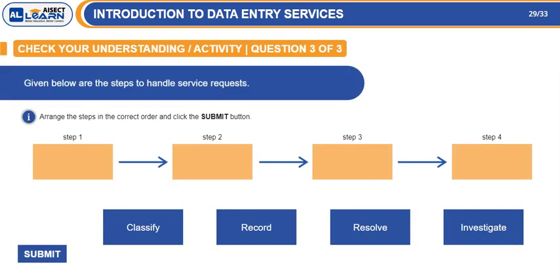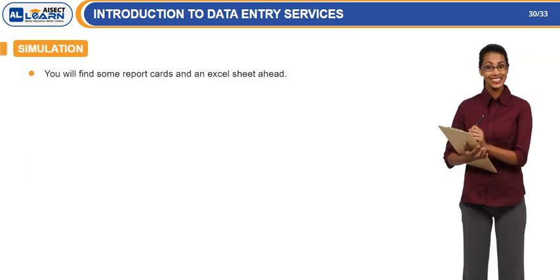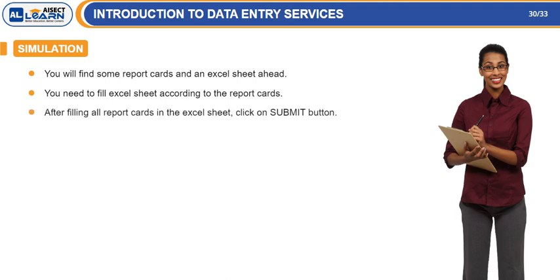Given below are the steps to handle service requests. Arrange the steps in the correct order and click the Submit button. You will find some report cards and an Excel sheet ahead. You need to fill the Excel sheet according to the report cards. After filling all report cards in the Excel sheet, click on Submit button. If there are typing errors, they are highlighted in red color.